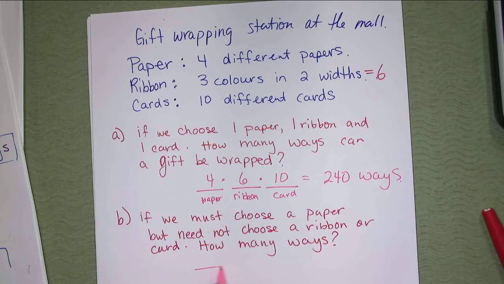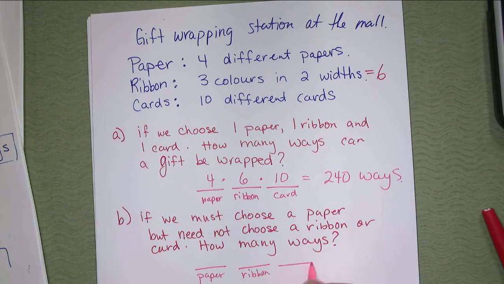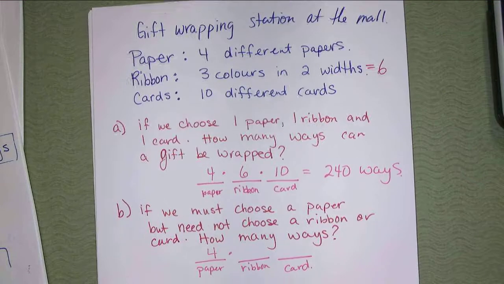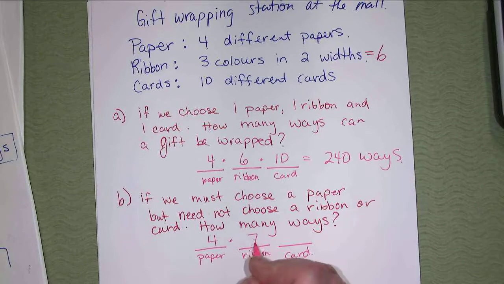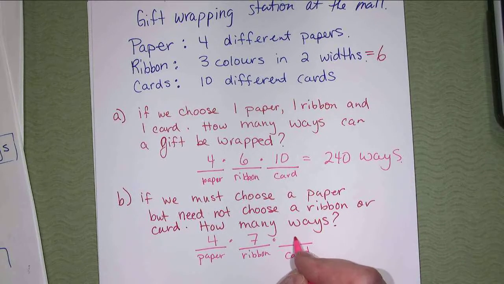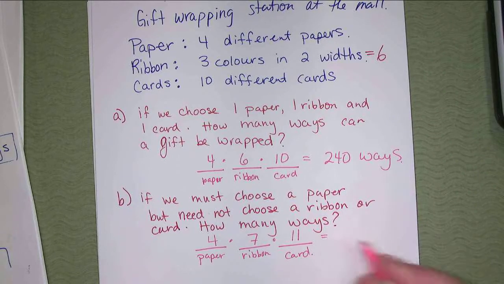So paper, ribbon, card. How many papers are there? 4. How many ribbons are there? 7. Right, 7. It's 6 or none. None is a choice. So you can choose a ribbon, but you don't have to. So instead of it being 6 ribbons to choose from, it's really 7, which the 7th ribbon is no ribbon. So 7. And then, what would cards be? 11. Right. 28 times 11?